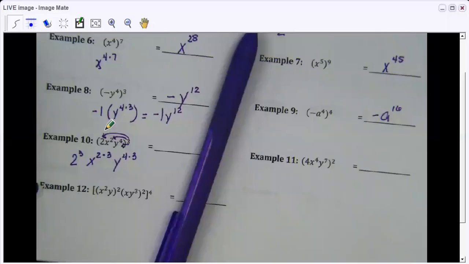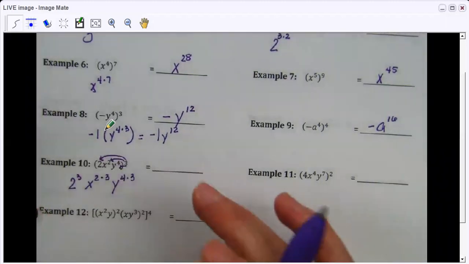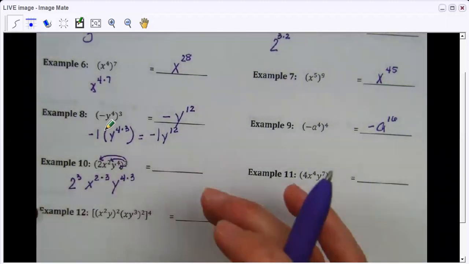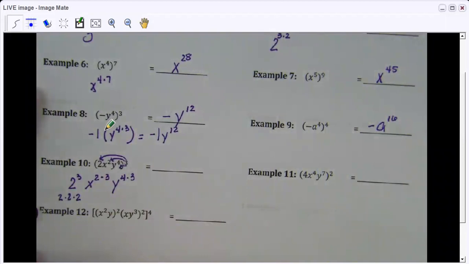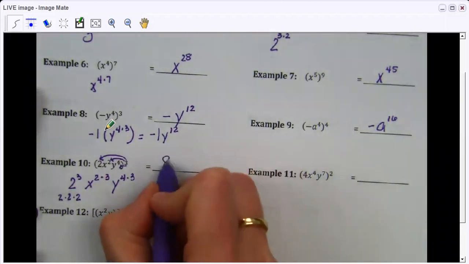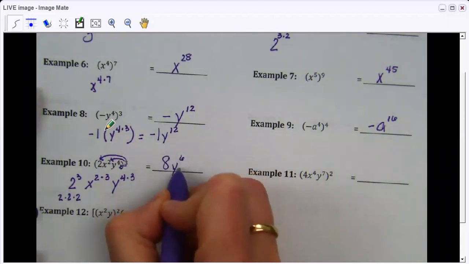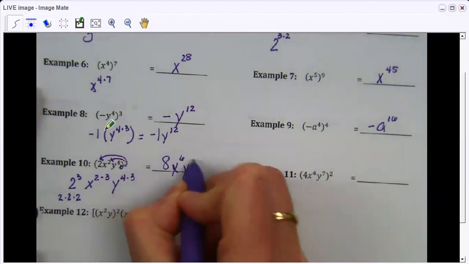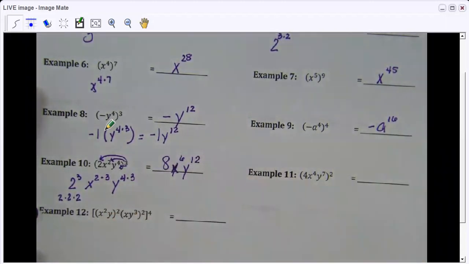Okay, so let's finish up example 10. So in a problem like this, you will need to multiply out your coefficient. So 2 times 2 times 2 is not 6, it's 8. So we have 8x to the power of 6, y to the power of 12. Wait, where do we get the 8?